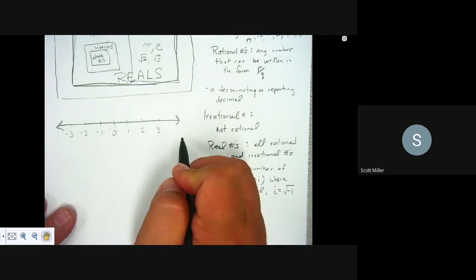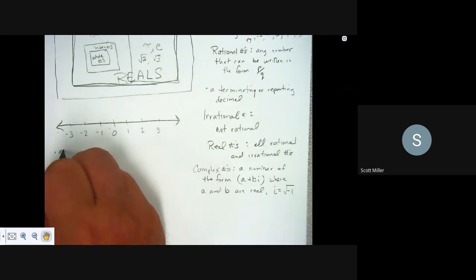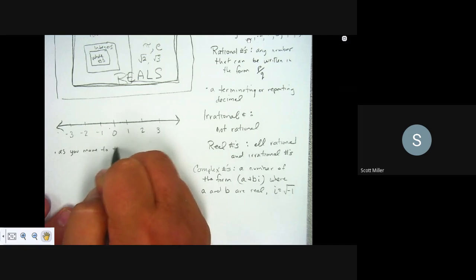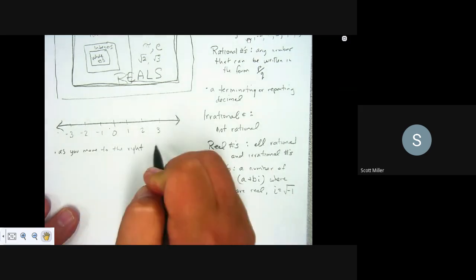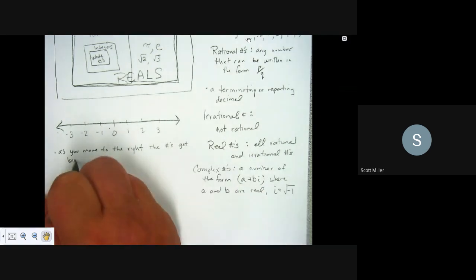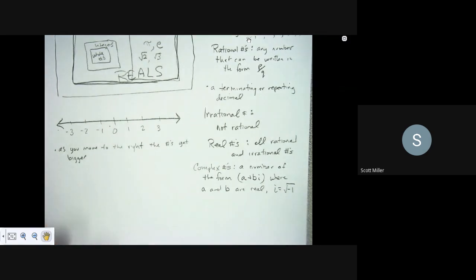As you go in this direction to the right, the numbers get bigger. As you move to the right, the numbers get bigger. So one of the things you need to be able to do is to find out where these numbers are in various forms on a number line. How do I put the numbers in order? Where are they?